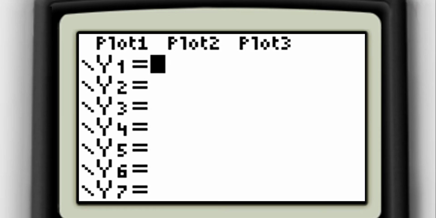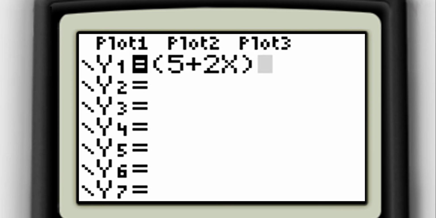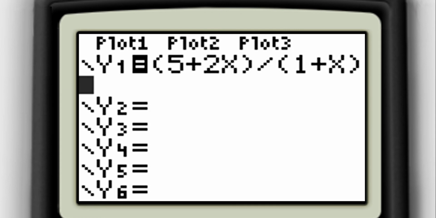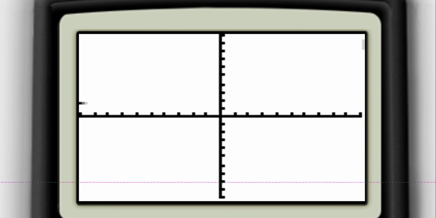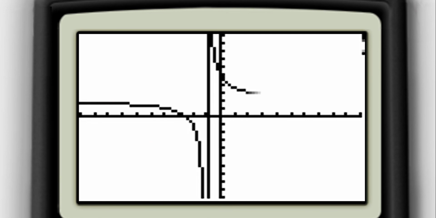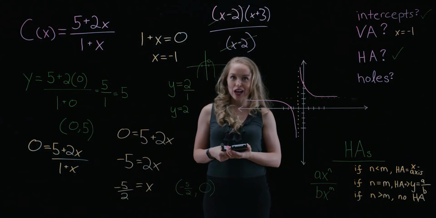So I go ahead and I find my y equals, and I'm going to plug in my original function. I want to make sure that I get into the habit of always using parentheses to separate the numerator of my equation and the denominator. I go ahead and plug it in, I press graph, and you'll notice that the image on the graphing utility matches up with what we were able to sketch out by hand. And that is how we do this problem.